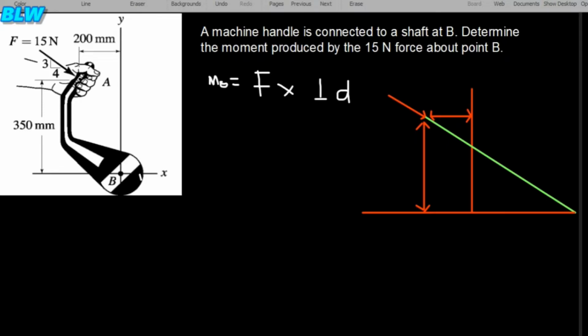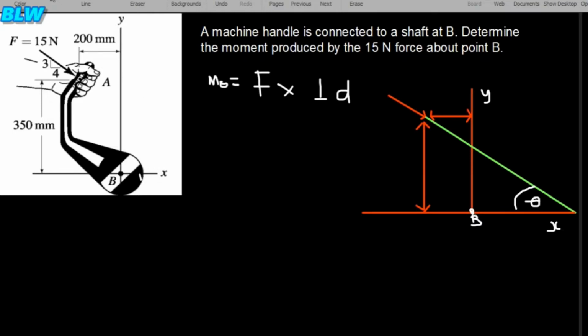I have my y here, I have my x here. Let's make this angle theta. This is point B. This D here is the perpendicular distance from the point B to the line of action of the force.